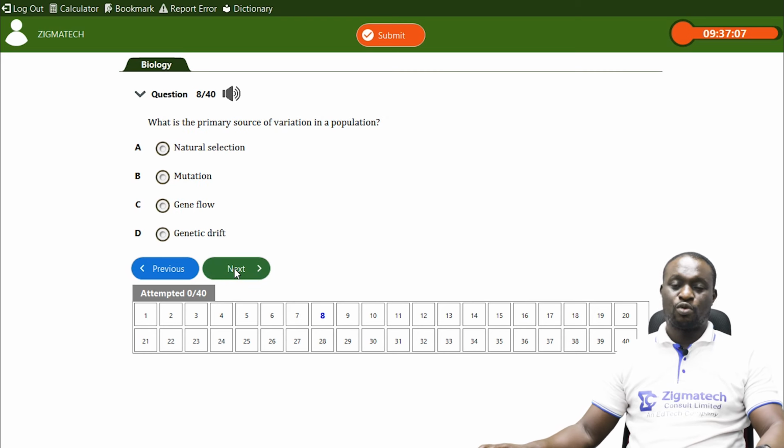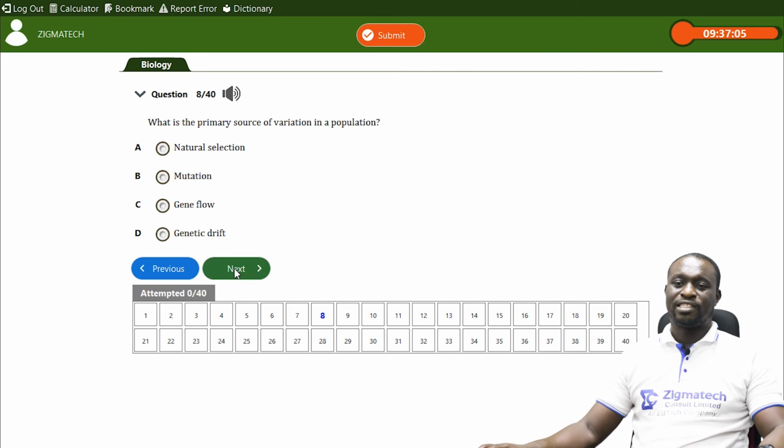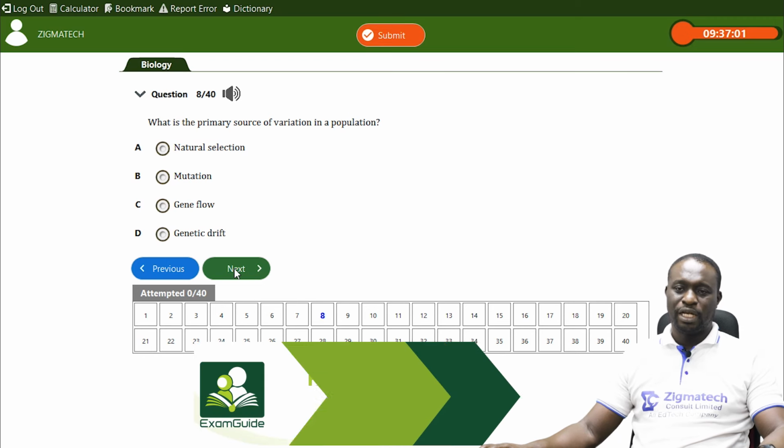Now, question 8 rather. What is the primary source of variation in a population?